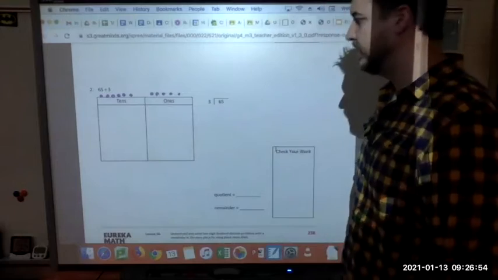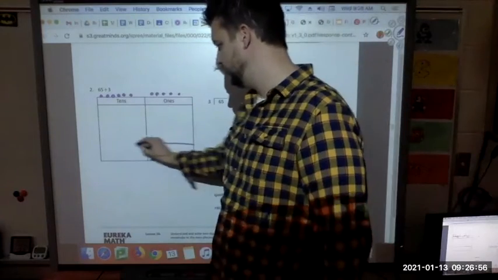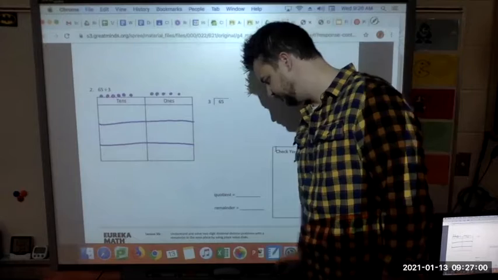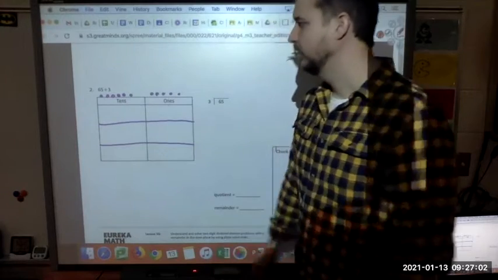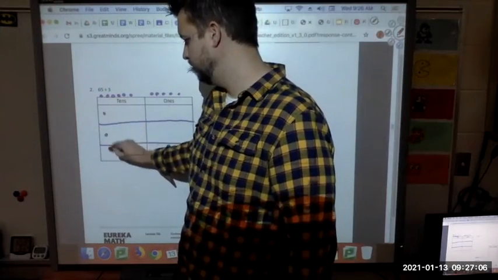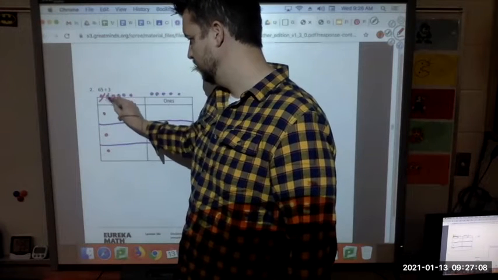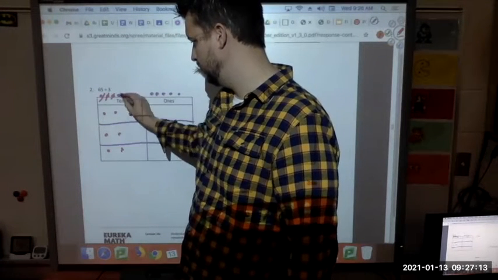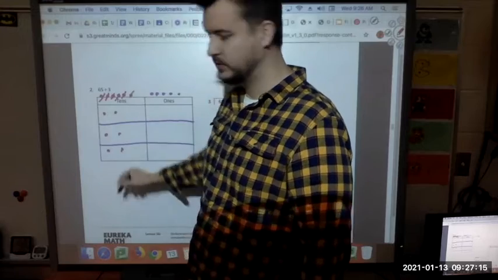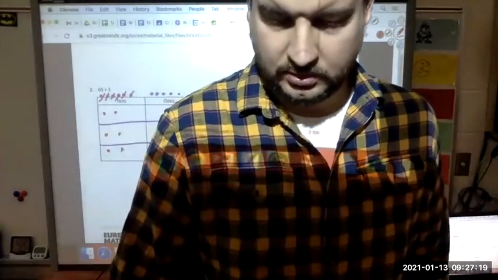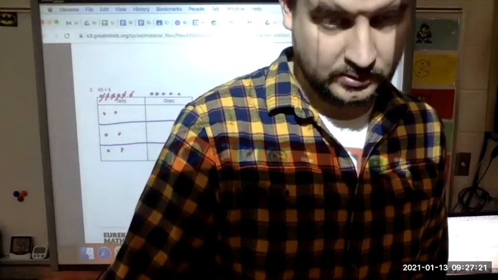I need to split this up into 3 equal groups, just like I did last time, because I'm dividing by 3. All right, I'm going to fair share. 1, 2, 3. 1, 2, 3. I have 2 10s. 2 10s equals, anybody? 20.